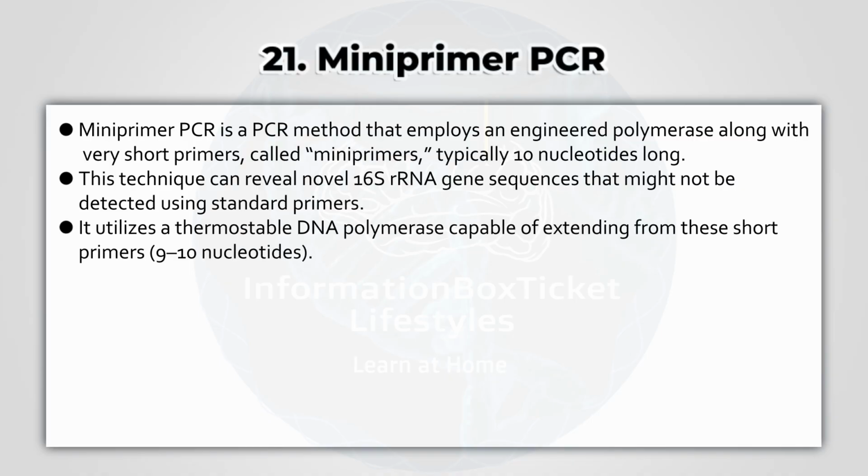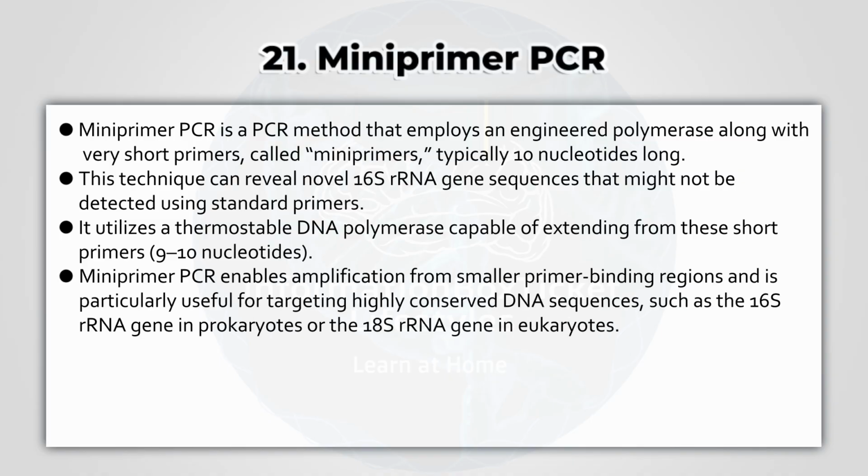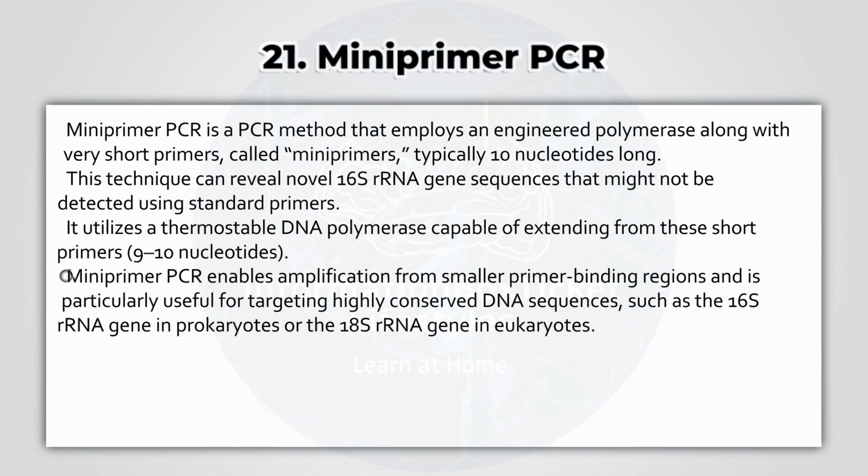It utilizes a thermostable DNA polymerase, capable of extending from these short primers of 9 to 10 nucleotides. Miniprimer PCR enables amplification from smaller primer-binding regions and is particularly useful for targeting highly conserved DNA sequences, such as the 16S rRNA gene in prokaryotes or the 18S rRNA gene in eukaryotes.